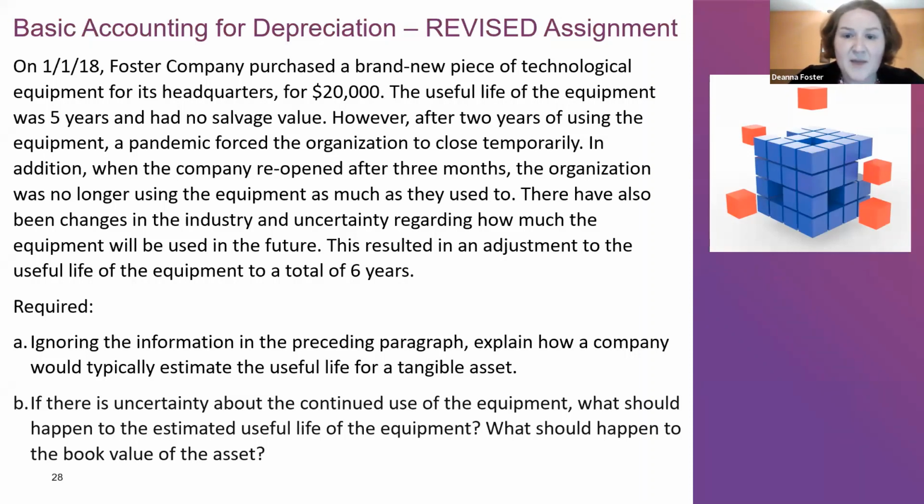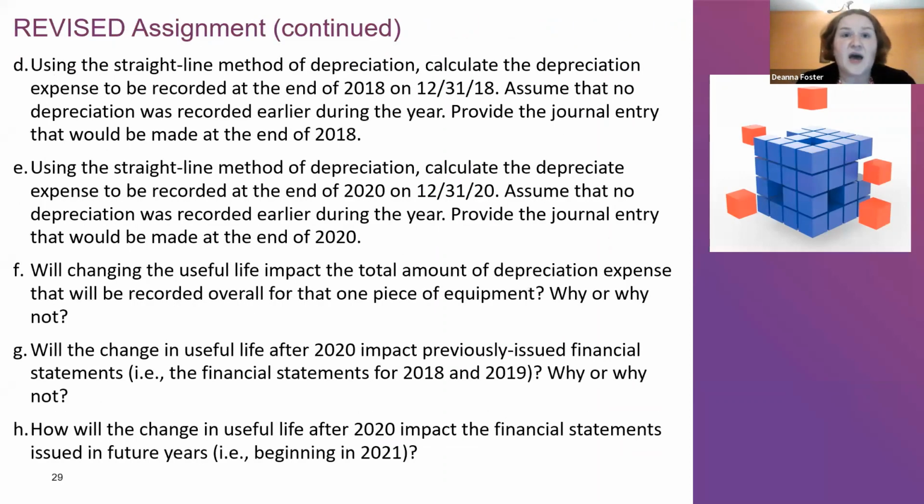And then for B, I'm asking them, if there's some type of uncertainty about the continued use of the equipment, what could happen to the useful life or the equipment. It could be a change in estimate, or maybe there's something wrong with the equipment and we'd have to do an impairment, or maybe it's obsolete. So some type of discussion along those lines. And then I have used the calculation problems again. I asked them to calculate depreciation using the straight line method again at year end, December 31st, 2018, and create the journal entry. Then same thing for part E.